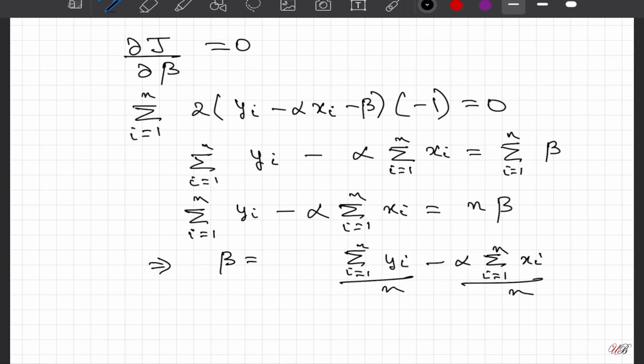Now one interesting thing here is that if you look at the sum of y's divided by the total number of samples, it's not a very hard thing to guess that that has to be the mean of y.